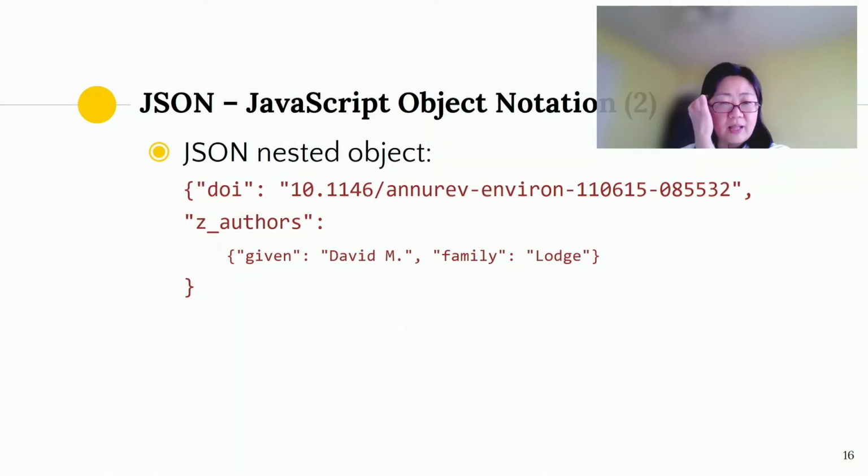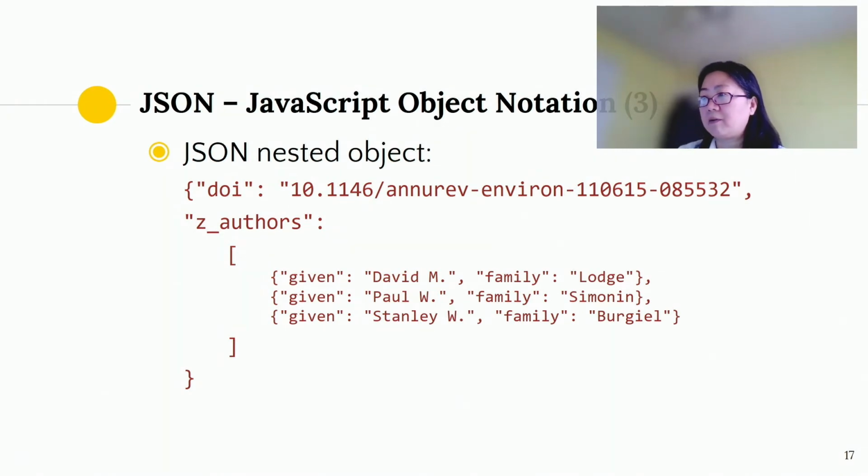JSON also allows nested objects. In this example, we can see we have two key value pairs. The keys are DOI and authors. So the value of authors is an object. This new object has two key value pairs. The keys are given and family. The values are David and Lodge.